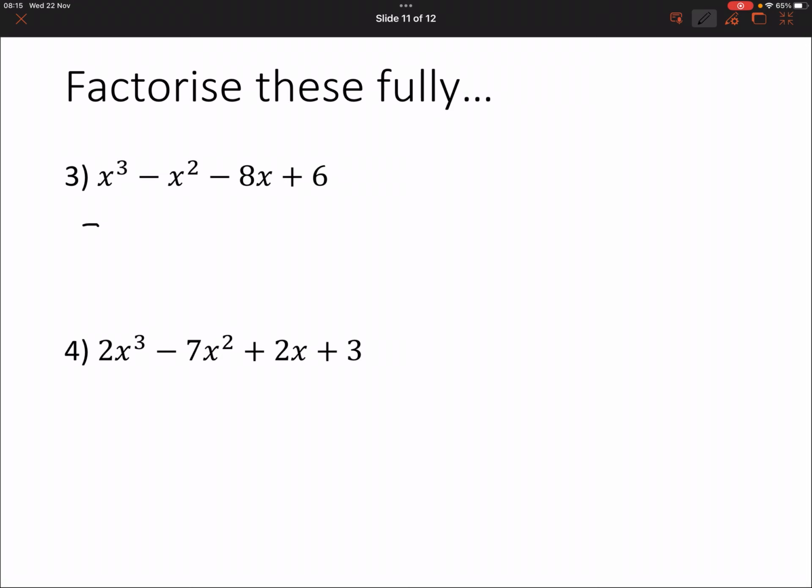Cool, so call it f of x. Let's try f of 1 again. Always start with the simplest one. 1 minus 8 plus 6, well that's not equal to 0. So x minus 1 is not a factor.